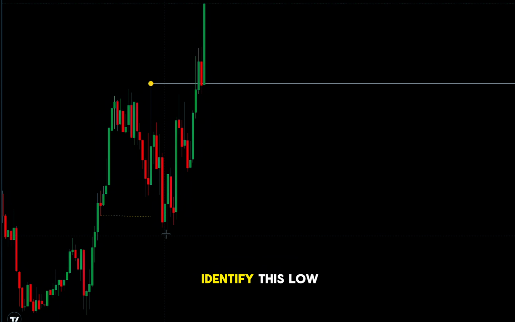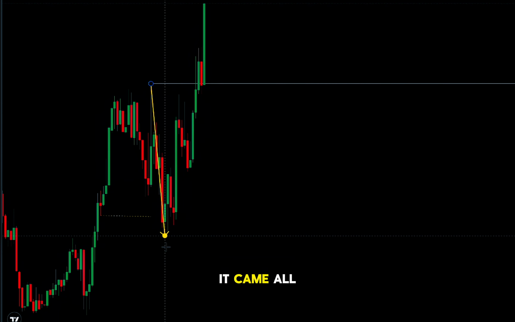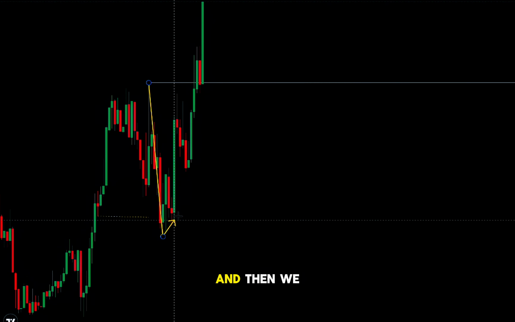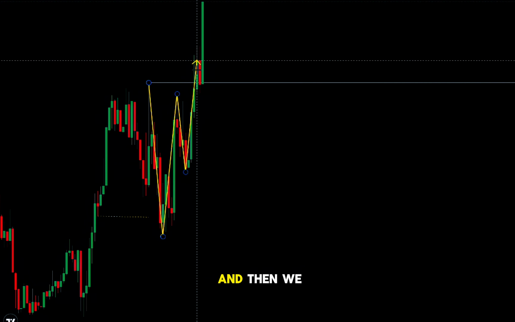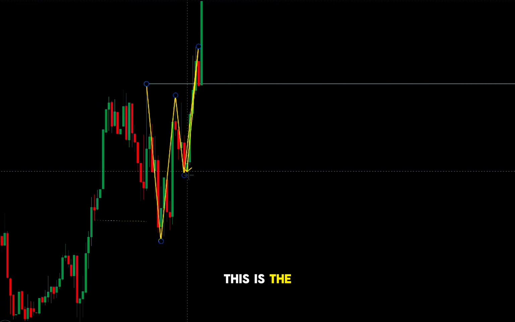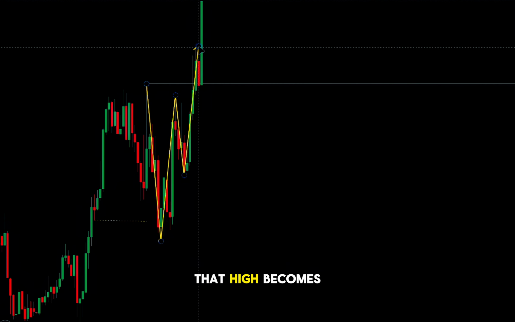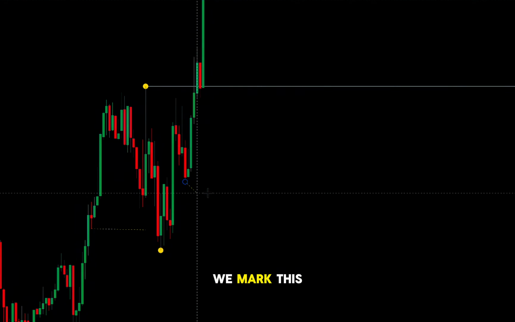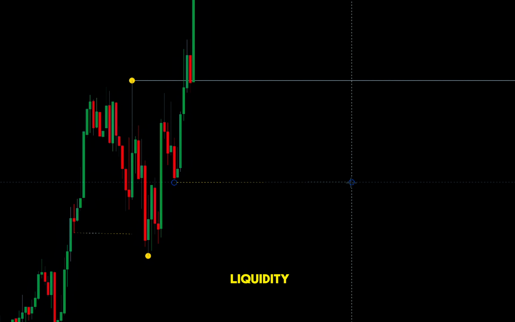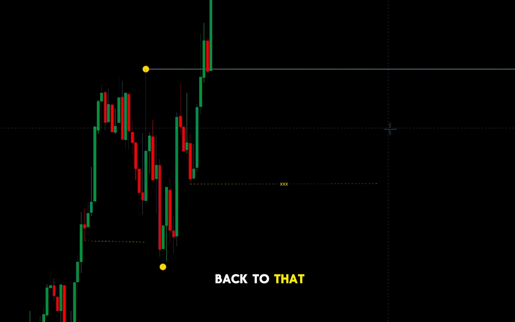Now we want to identify this low here as our valid major low, because if we are tracing price from here, it came all the way down here, and then we push up here, came down here, and then we push all the way up here. This is the low that led to the break of the high that we have marked. That low becomes our liquidity. We mark this low as our liquidity, and we want to wait for price to come back to that low.